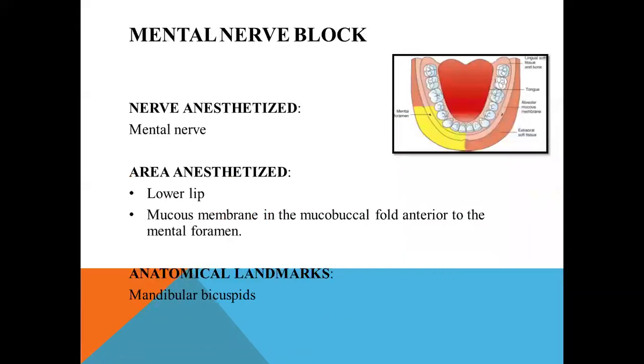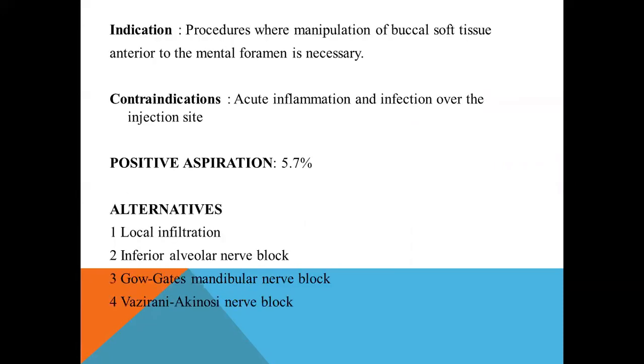area. Coming to the mental nerve block technique. The nerve anesthetized will be the mental nerve. The area anesthetized will be the lower lip and the mucous membrane in the mucobuccal fold anterior to the foramen. The landmark will be the mandibular bicuspid. It's nothing but the premolar. Indication: procedures where manipulation of buccal soft tissue anterior to the foramen is necessary.